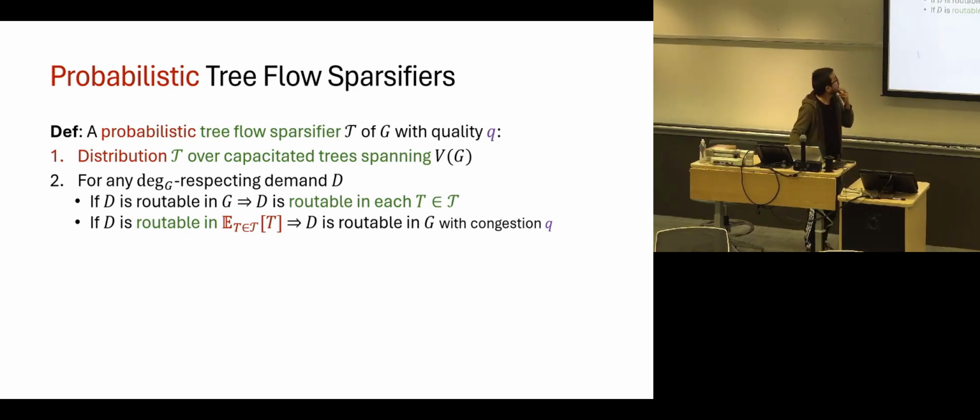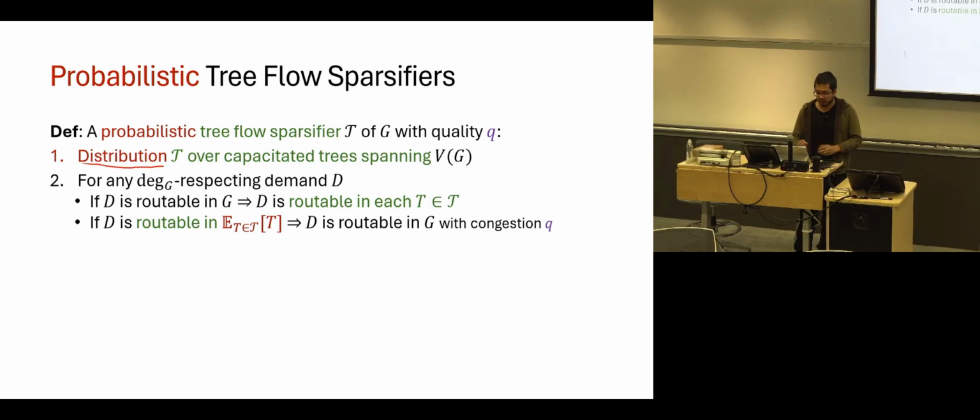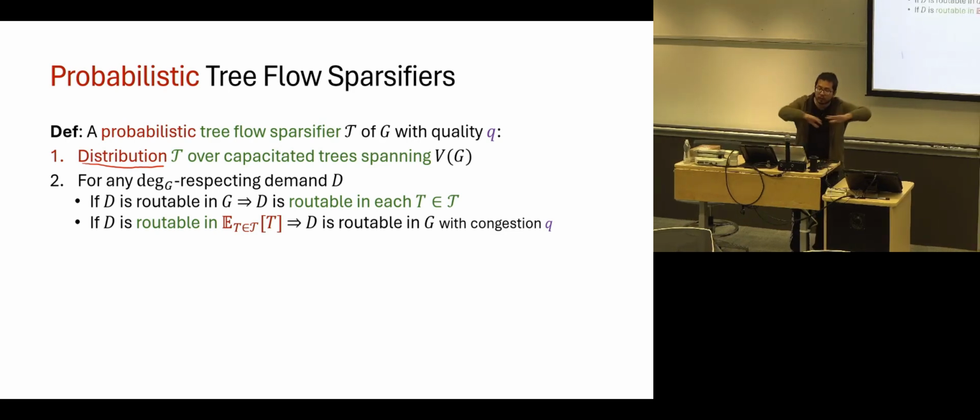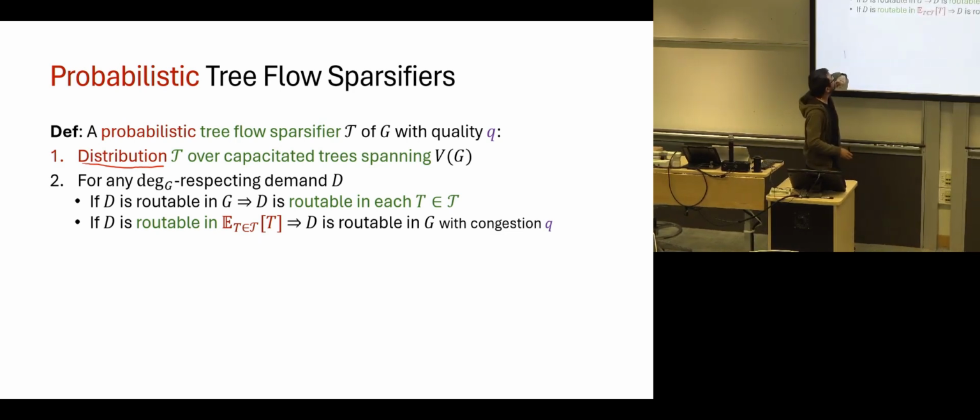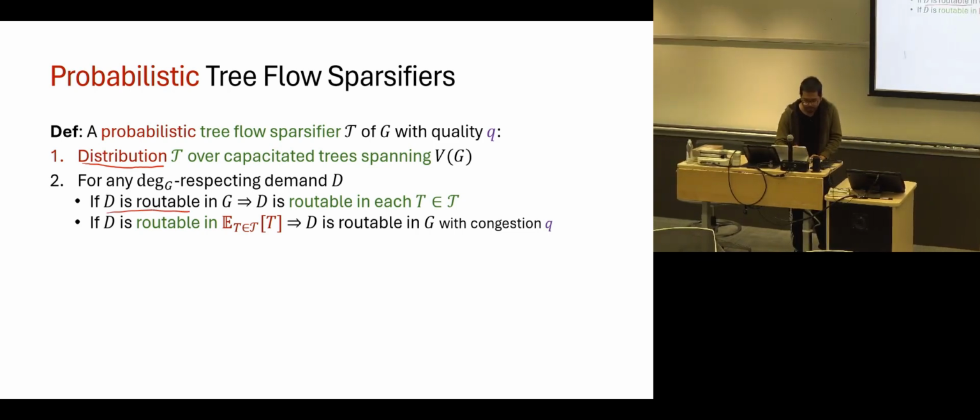What it is, it's almost the same, except that it returns a distribution of trees. It's not just one tree, it's a distribution of many trees. And what's changed here is just that, first, for any degree respecting demand, if D is routable in G, then D should be routable in every tree in this distribution.